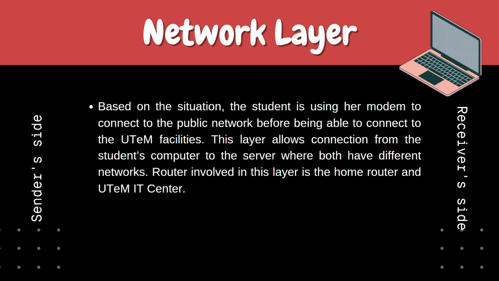Hello sir, it's me Kingsley and I'll be continuing the OSI layers. As you can see, we're in network layer now, where we will have 2 more layers after this. Continuing, based on the situation, the student is using her modem to connect to the public network before being able to connect to the UTEM facilities. This layer allows connection from the student's computer to the server, where both have different networks. The routers involved in this layer are the home router and the UTEM IT center's router.